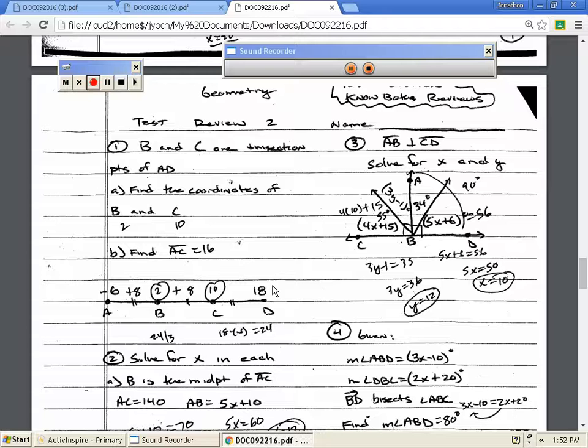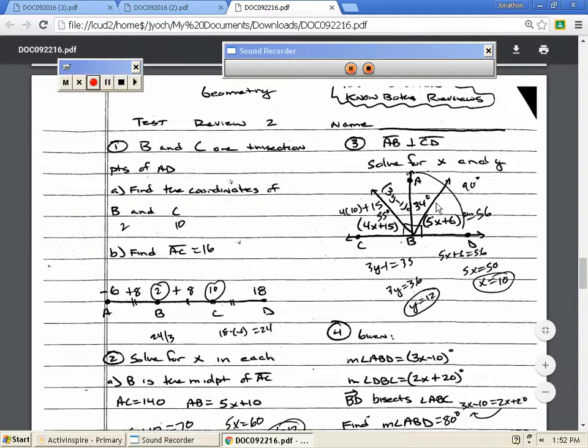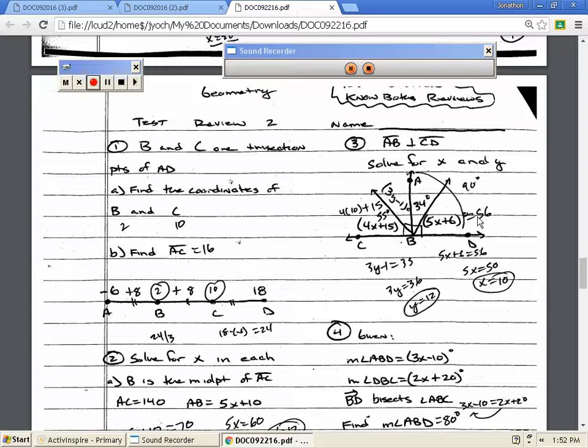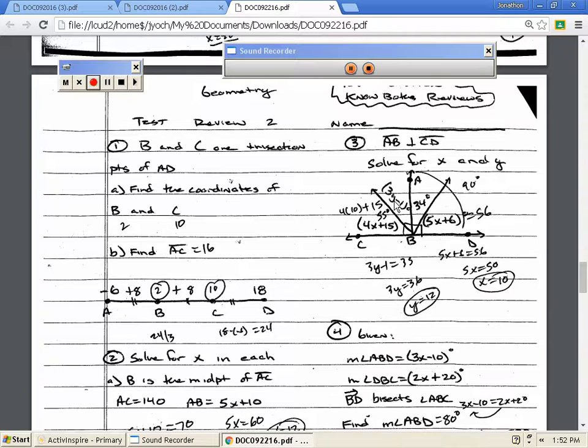Take a look at number 3. It's looking right at us. Again, we go to the right side because I just have one variable there. Take 90 minus 34. This is complement. 5x plus 6 equals 56. 5x is 50. X is 10. Take that 10, plug it in. 4 times 10 plus 15 is 55. Do 90 minus 55 to get 35. This is 35. 3y minus 1 is 35. Y is 12.